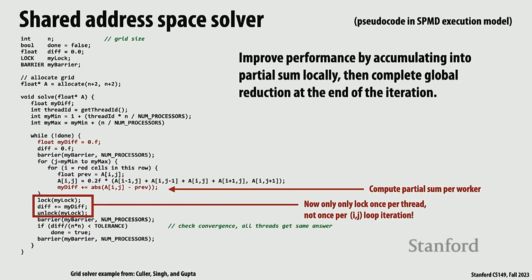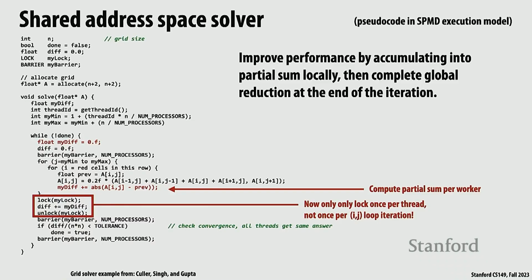So the original code had this lock and unlock update here. And in a copy-paste thing last night, I actually copied the better version into here. So my original version didn't even have a mydiff. Just do a lock and update global diff. Right? And the problem with that is I'm doing this synchronization in my innermost loop.